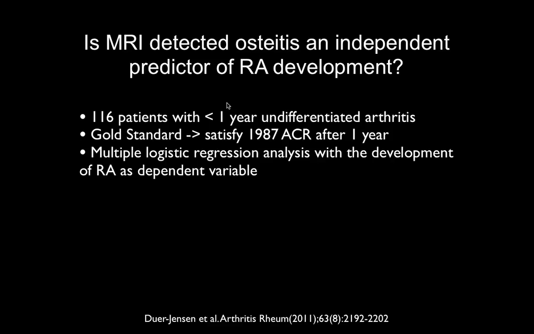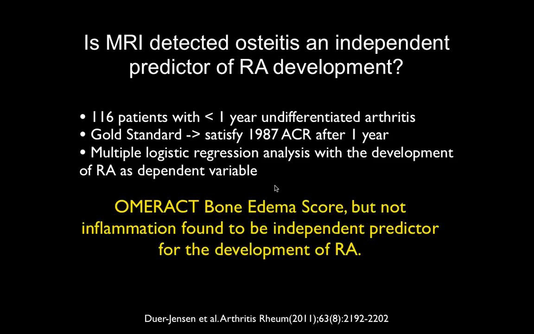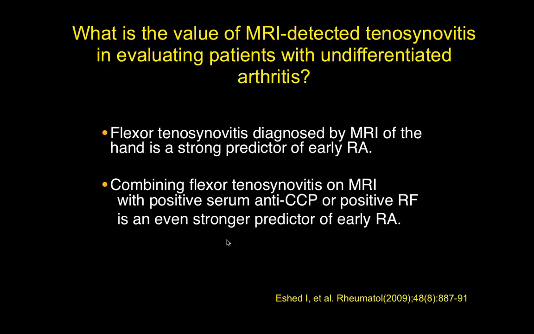Here's another study that looked at, is MRI-detected osteitis an independent risk factor for the development of rheumatoid arthritis? And the answer is yes. Osteitis was predictive of the development of rheumatoid arthritis, the bone edema, but evaluating the synovium was not. So the synovial thickening was not an independent predictor, but osteitis in the bone was.